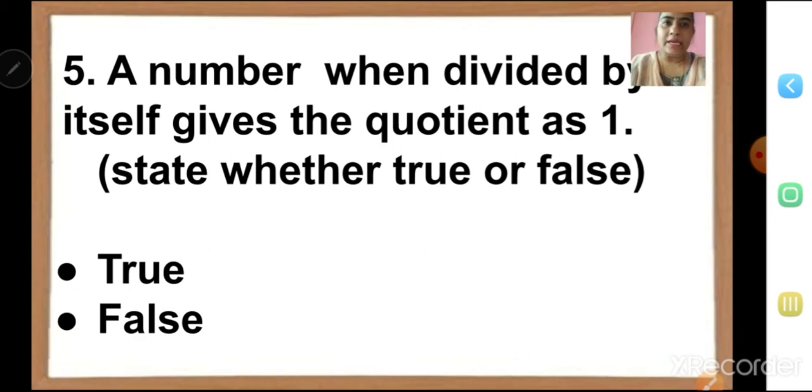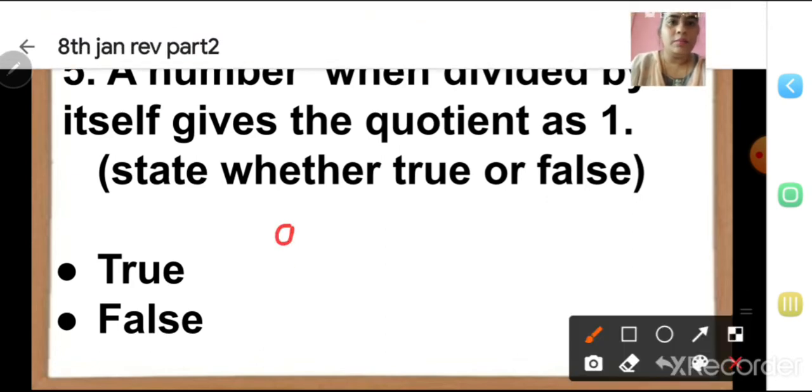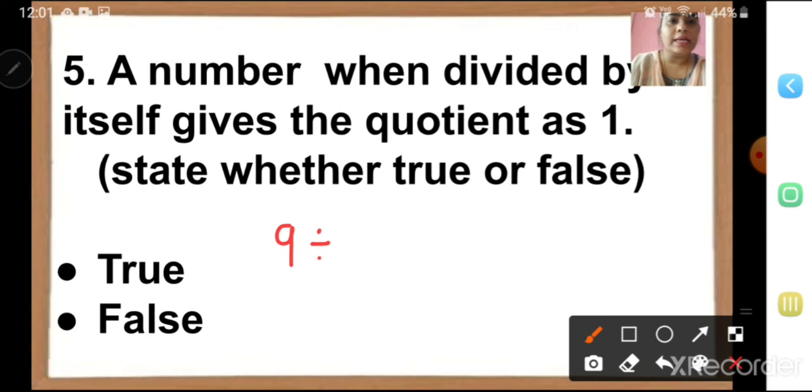Okay, read it carefully. A number, for example, if I take a number 9, a number when divided by itself, means again 9 divided by 9, gives the quotient as 1. Quotient is the answer. Correct? If I divide 9 divided by 9, will I get 1? Yes, I will get 1. That means this statement is correct. So you will click on the option true.